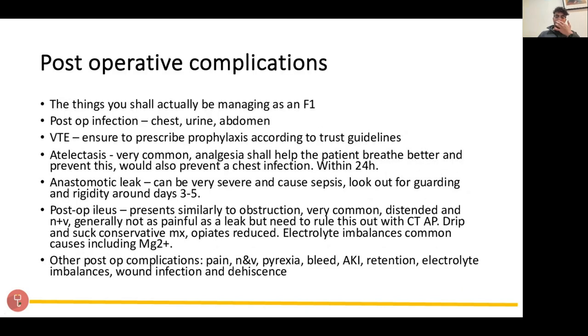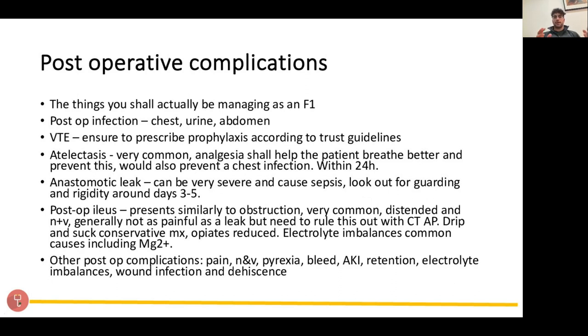And so then on the last slide here, regarding post-operative complications, probably the thing you'd be managing most as an F1, especially on your on-calls on general surgery. I've named here five of the main ones, but there are others that you should be aware of as well. So a post-op infection: chest, urine, abdomen, rule those out. Often a VBG can guide you in the right direction with a pyrexia, and prescribe antibiotics appropriately.